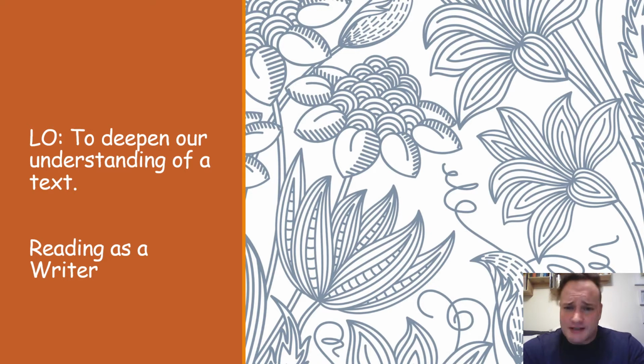So today's English is another look at Cora and the Storm Wolf, the suspense writing, the piece of writing that we have as a model text and we're using to further our understanding of this type of writing. So our LO, to deepen our understanding of the text, to once again really look at a model text so we can understand how it works and how we can take ideas and inspiration from it. And we're thinking about reading as a writer.